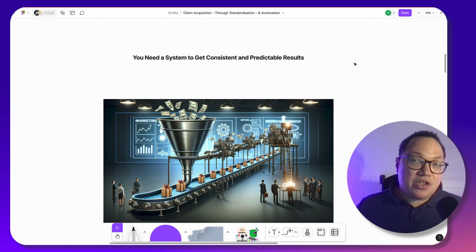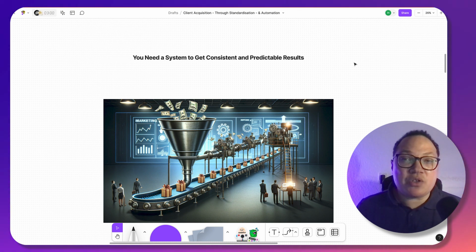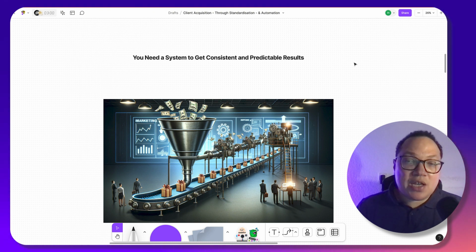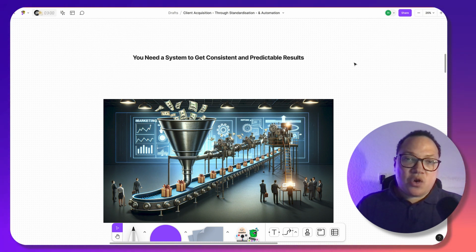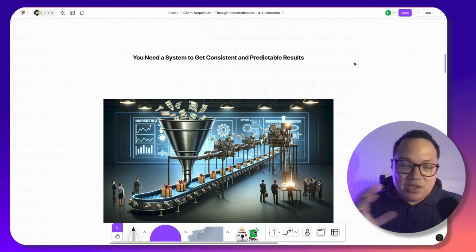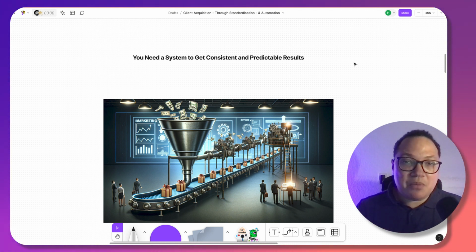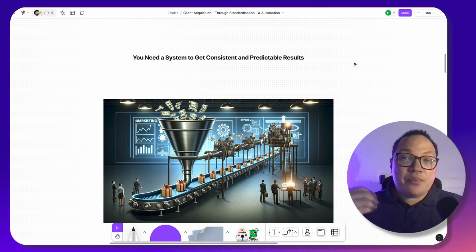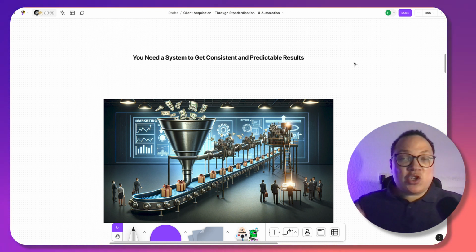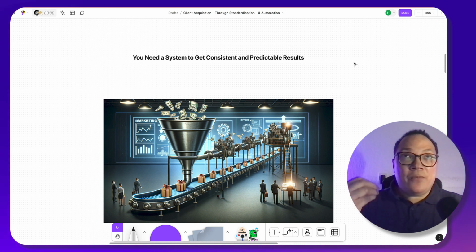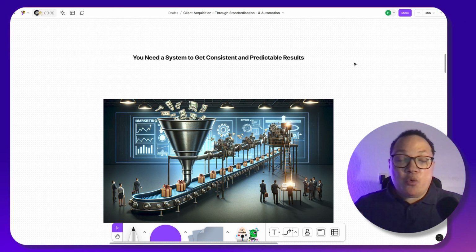Or you may put in strangers. If it's cold acquisitions, you may be putting in strangers and taking them through your process, and out as a result will come your clients at the end of it. And so the system, these three steps and these three components at minimum are required to get consistent and predictable results so that you can and are able to forecast the future with ease, as we just said.